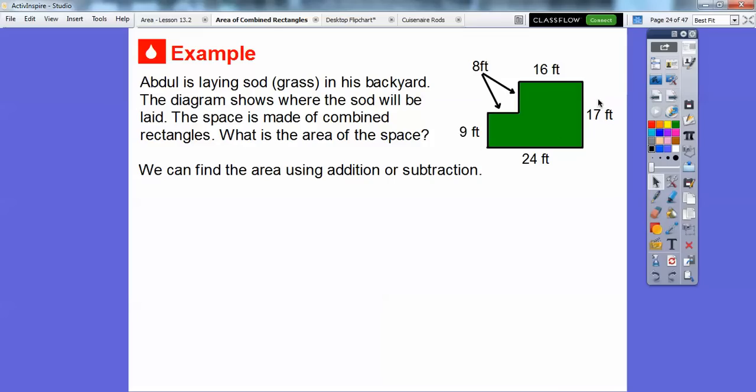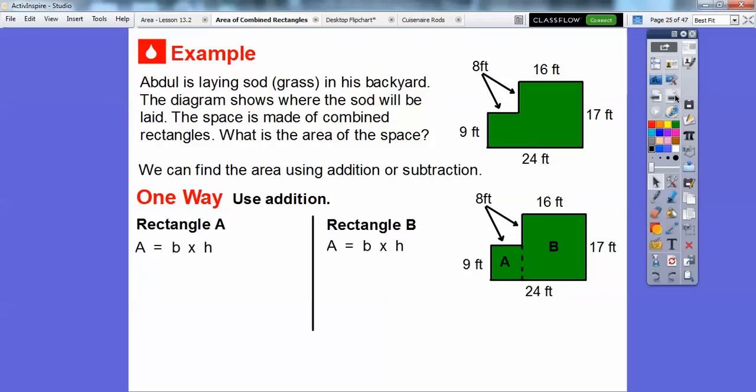We can find the area using addition and subtraction. We'll do the addition way. Base times height. We just sliced it right down here, and this is 8 and this is 9. This 24 down here goes for the whole length, so I have to use this 16 right here. 16 by 17. Let's slide that up here.